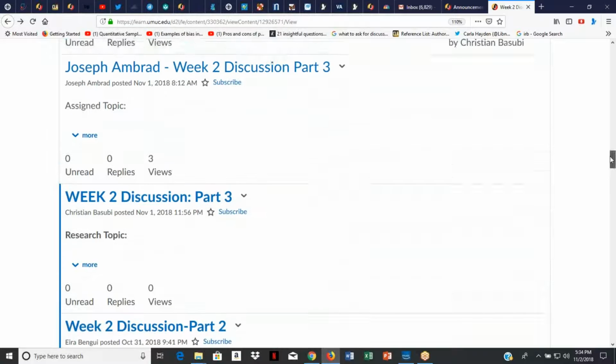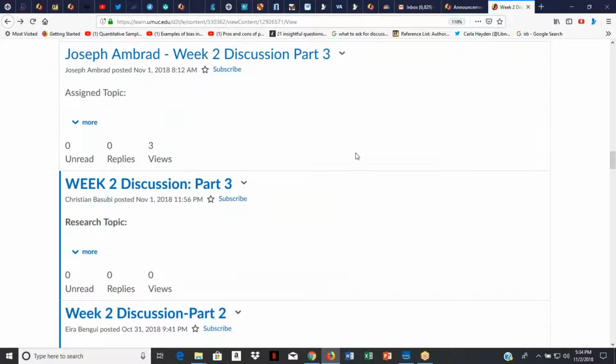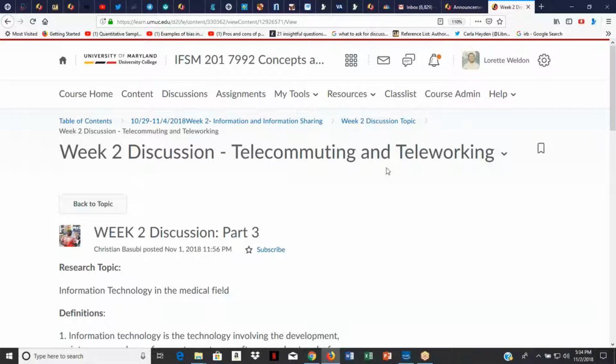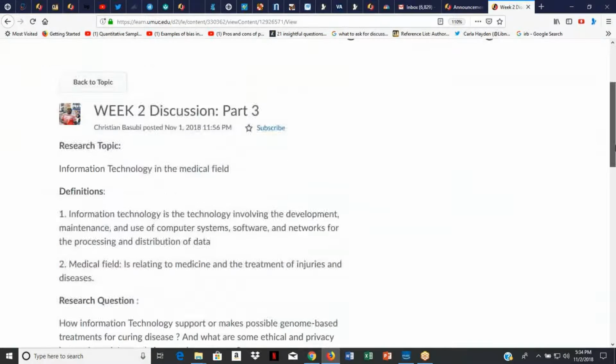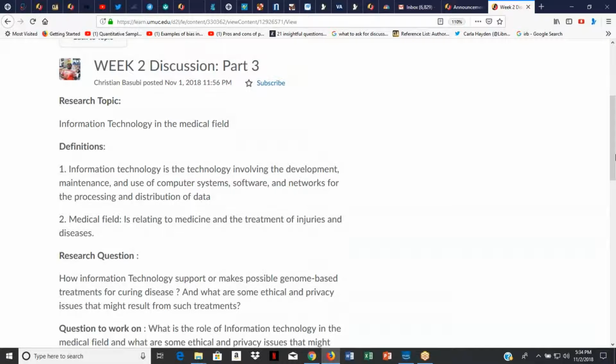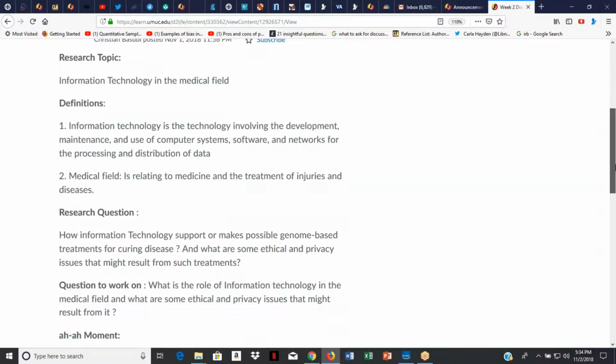Let's go back to Christian, and I think he's still online. Christian has a research topic, and it's information technology in the medical field. And he goes into definitions. Excellent. He's going really deep here. He goes into the definitions of the terms that he has to define in order to understand. He's breaking down that topic.